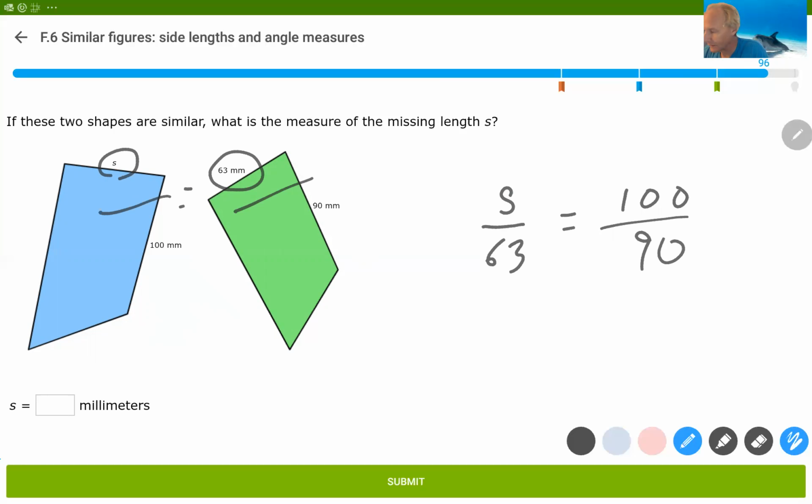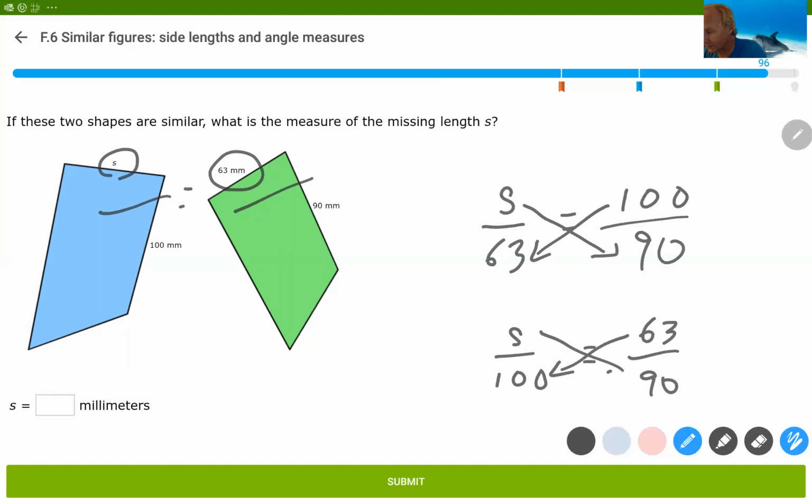It probably seems more obvious that S over 100 is equal to 63 over 90. Same thing. Let me rewrite it. S over 100 is equal to 63 over 90. And what you'll notice is that if I cross multiply this, I get 90s is equal to 6300, or 6300 is equal to 90s. Same deal.